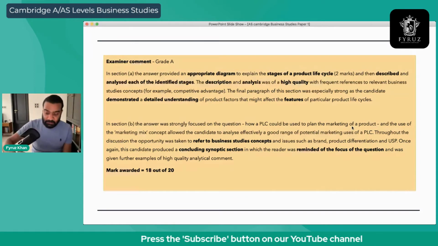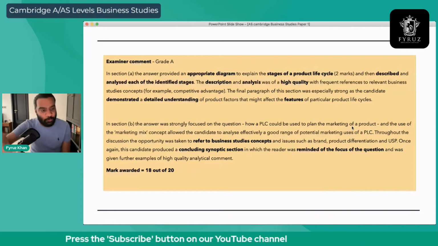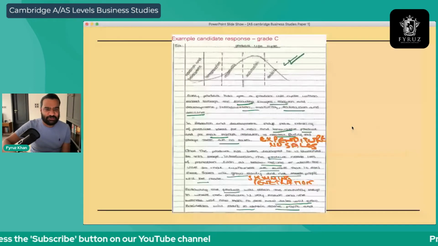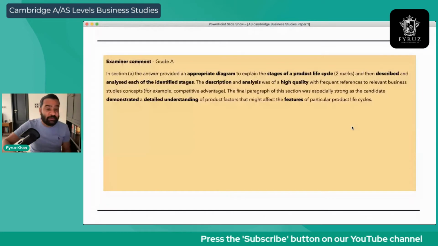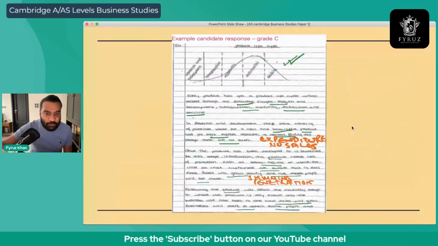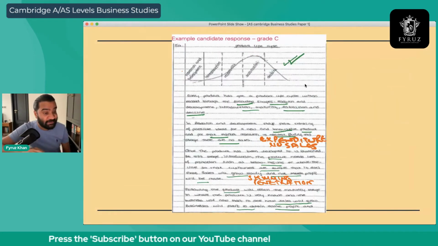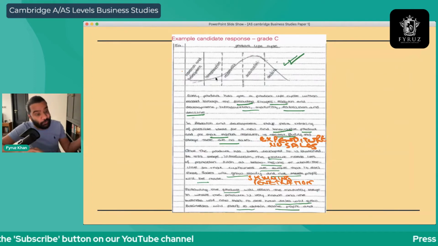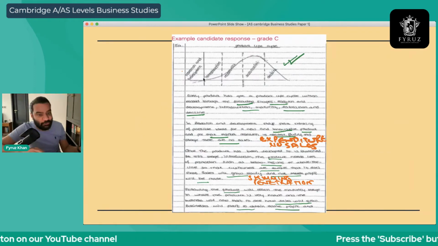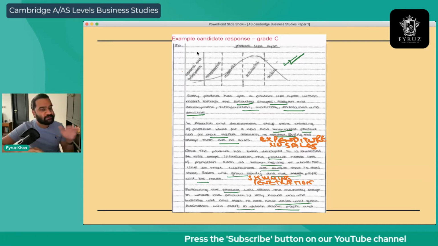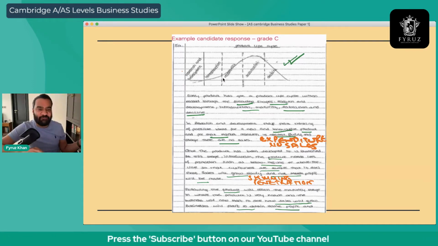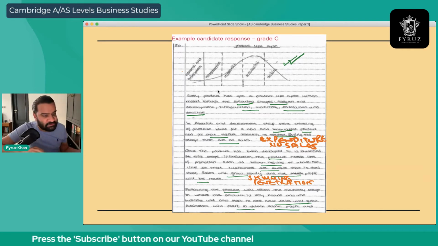Okay. Let's have a look at one more answer for question A. Question A was, with the aid of an appropriate diagram, explain the stages of product life cycle. The same question, yes, we see the diagram. In this case, this person has also gone forward and included research and development. You can, if you want, it's nothing wrong. In some books, you have 4 stages. In some books, it's 5 stages.